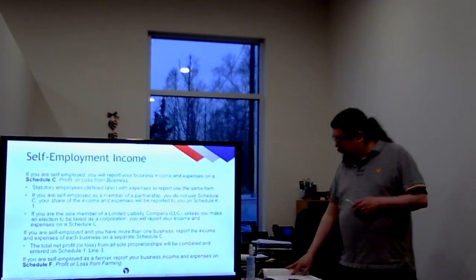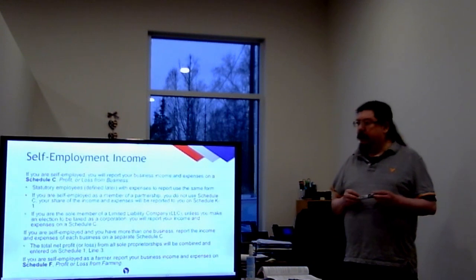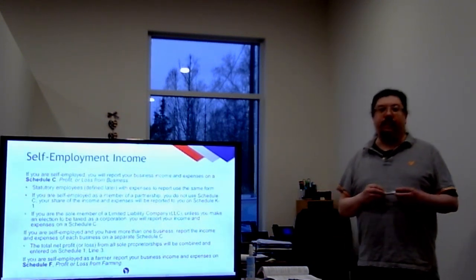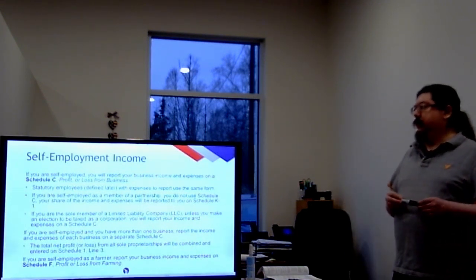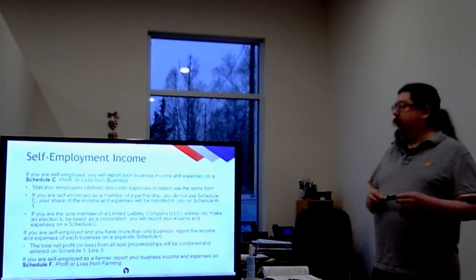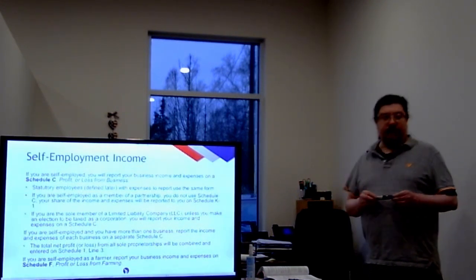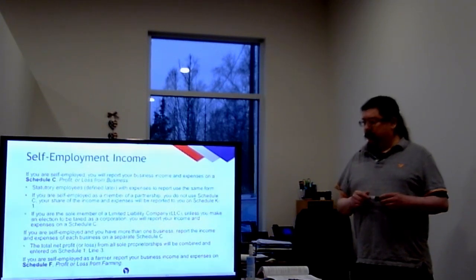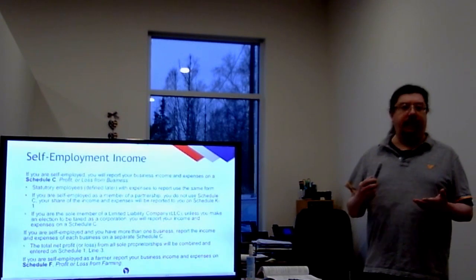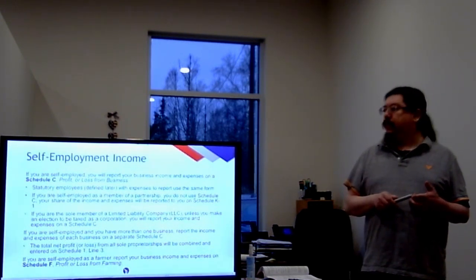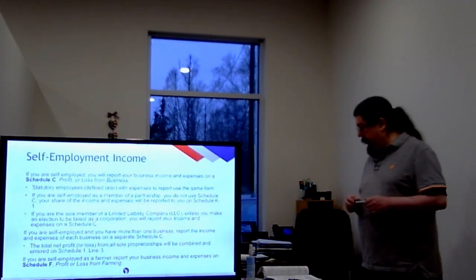Let's see. Self-employed people who are part of a partnership do not use Schedule C. Instead, the partnership itself files a tax return, and the K-1 tells the partner what their share of income to report is. If you're a sole member of a limited liability company, then you will also use a Schedule C unless you've made one of these two elections: an 8832 to be taxed as a corporation, a 2553 to be taxed as an S corporation, or to be taxed as a C corporation.